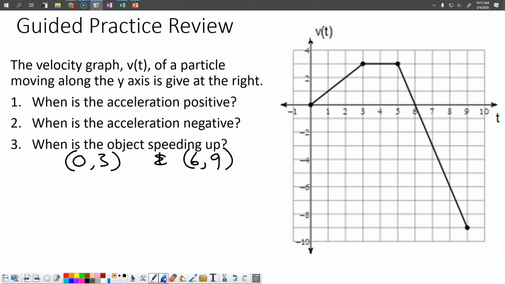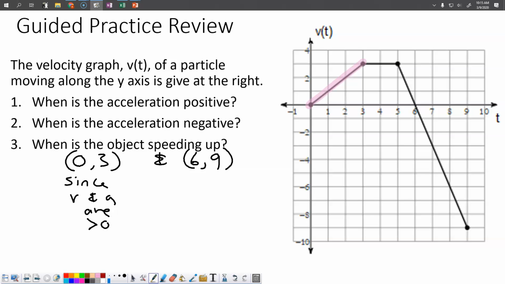On 0 to 3, look at this interval. How do I know that my acceleration is positive? Because the slope is positive. How do I know the velocity is positive? Because it's above the x-axis. So since they're both positive, that's speeding up. So since v and a are greater than 0, it's speeding up on that interval.